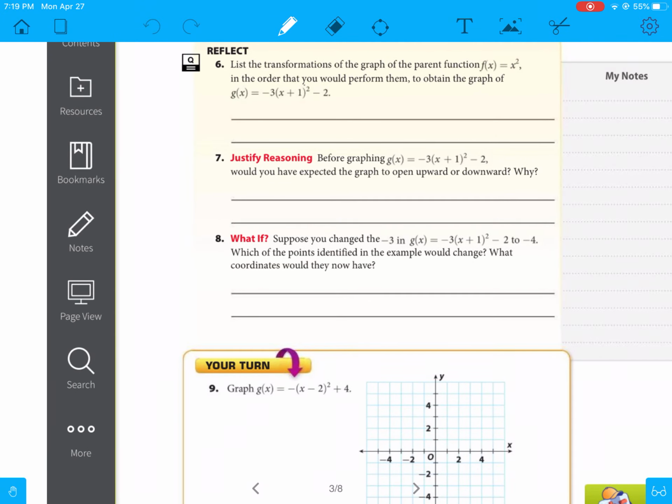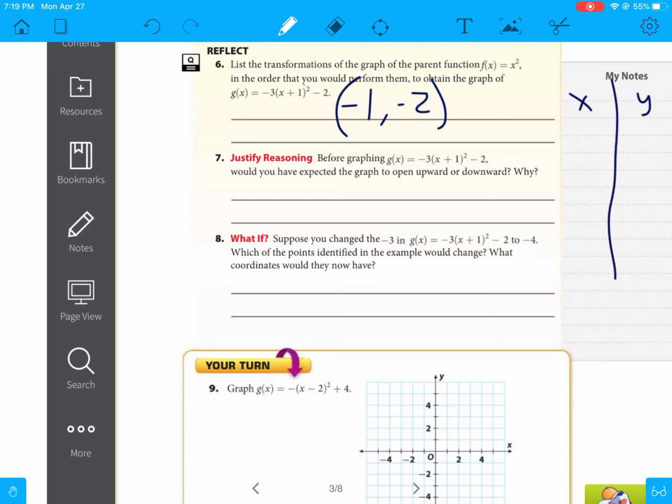So if you look at number 6, it says list the transformations of the graph of the parent function in the order you would perform them to obtain the graph of g of x equals negative 3 times (x plus 1) squared minus 2. So first step you're going to do is find your vertex, which is going to be at negative 1, negative 2.